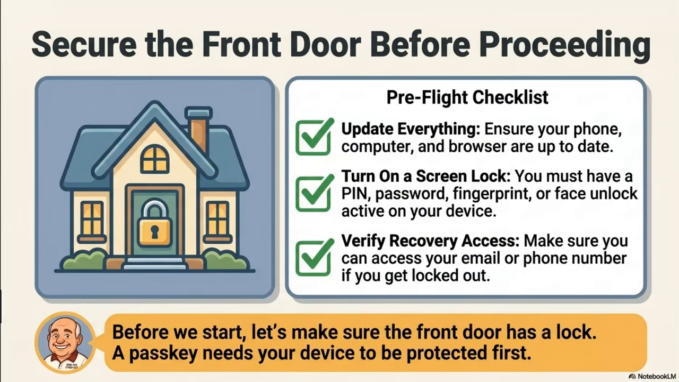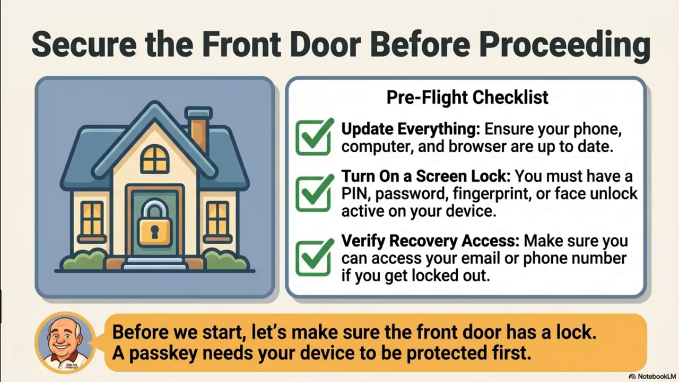Secure the front door before proceeding. Here's a pre-flight checklist. Update everything. Ensure your phone, computer, and browser are up to date. Turn on a screen lock. You must have a PIN, password, fingerprint, or face unlock active on your device. Verify recovery access. Make sure you can access your email or phone number if you get locked out.